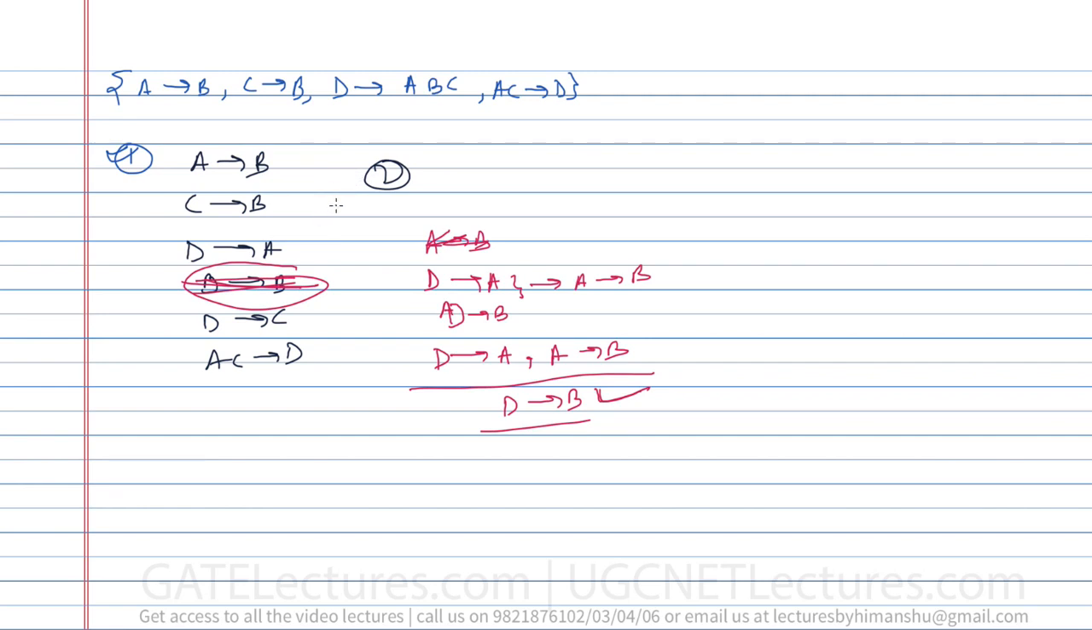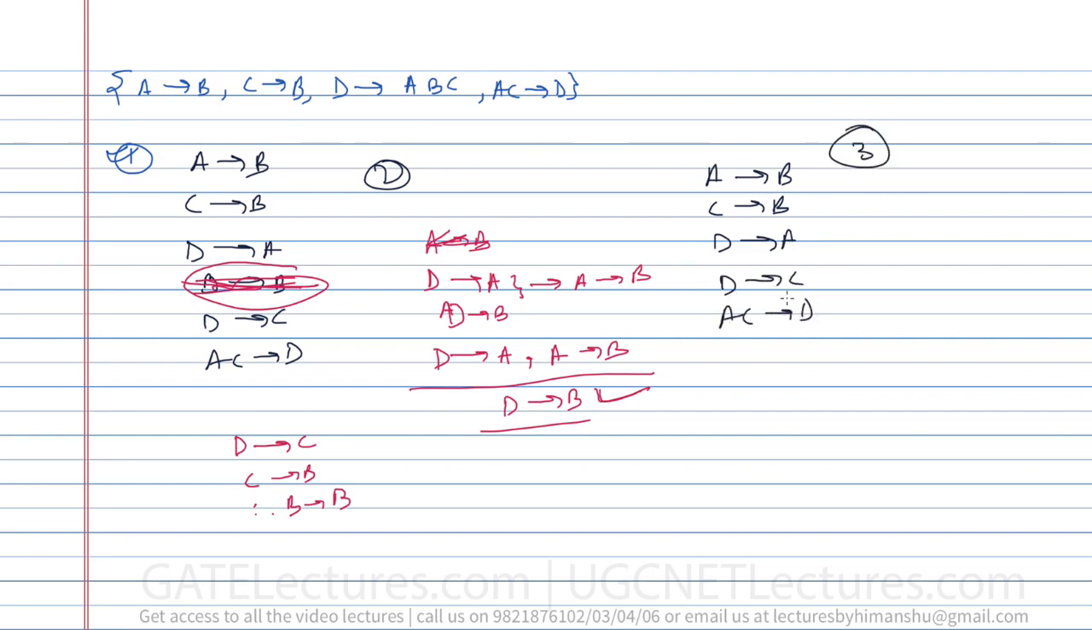Now is there anything else we can remove apart from D determines B? We know A determines B. You can also do it like this: D determines C, C determines B, therefore D determines B. This is also there, so we do not need this one. So this is step 2. We cannot remove anything else. So after step 2, the functional dependencies are: A determines B, C determines B, D determines A, D determines C, and AC determines D.